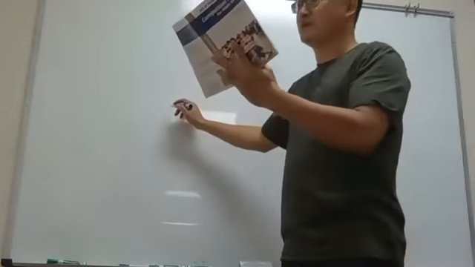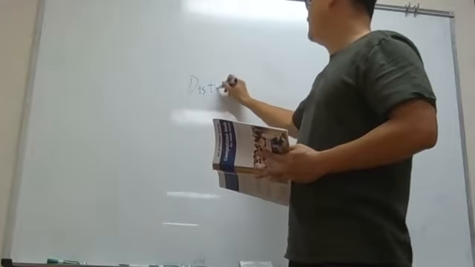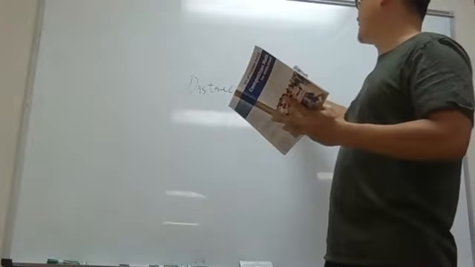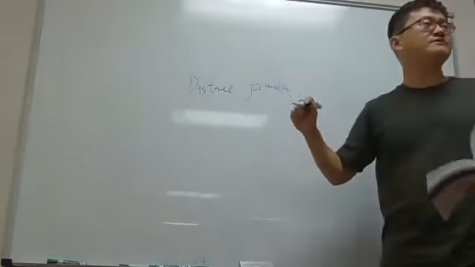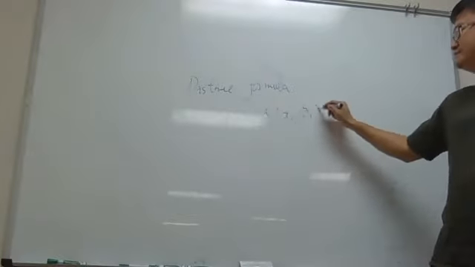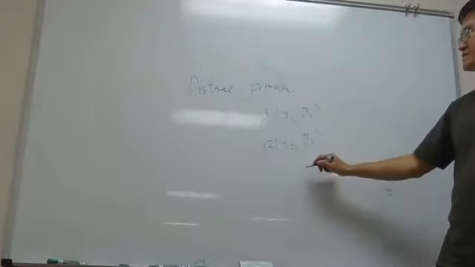Okay, and then everyone learned about the distance formula, right? So it's in a coordinate system. It's just the Pythagorean theorem, exactly, just using the coordinates. So if you have one point A, which is (x1, y1), and another point B, (x2, y2), then what's the distance between them?